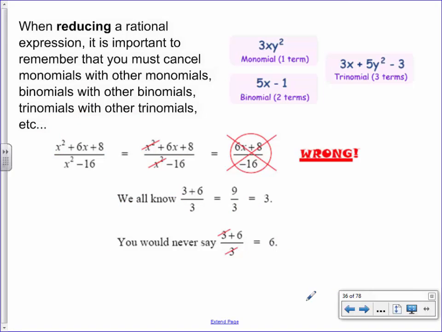I just got some slides here, re-going over some of the things we talked about. This one right here just shows the idea that you cannot cancel these x squareds because this is part of a binomial. That's part of a trinomial. That's not the same thing.